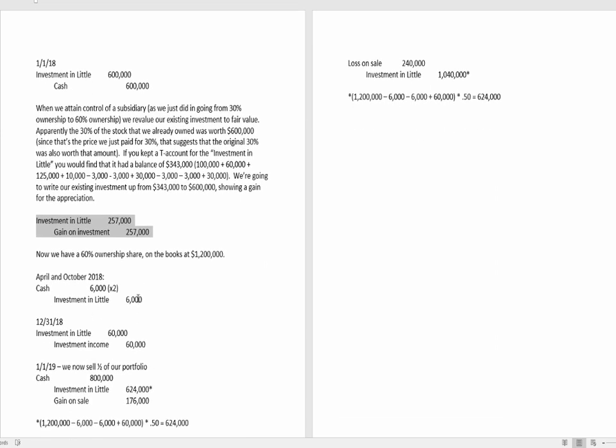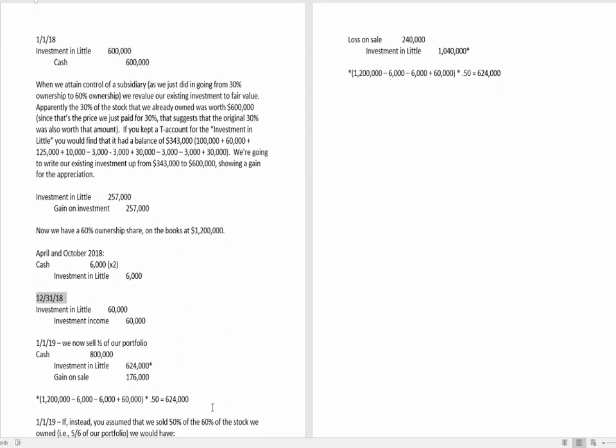Again, now we're back to our usual pattern. April and October, we receive our 2 semi-annual dividend checks. So in April, we get 60% or $6,000 out of the $10,000 total, and the same thing in October, another $6,000. At the end of 2018, we report our share of Little's reported earnings, 60% of $600,000 or $60,000.